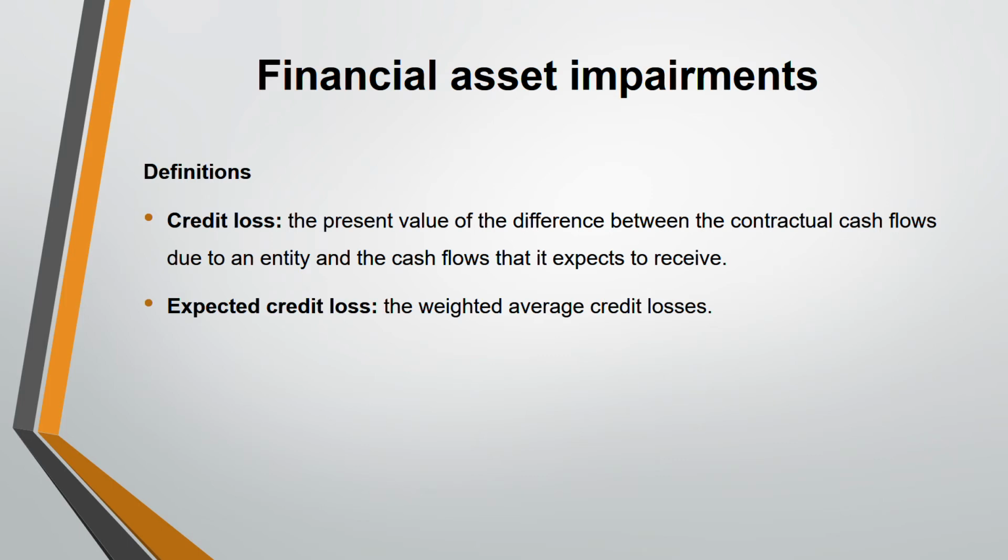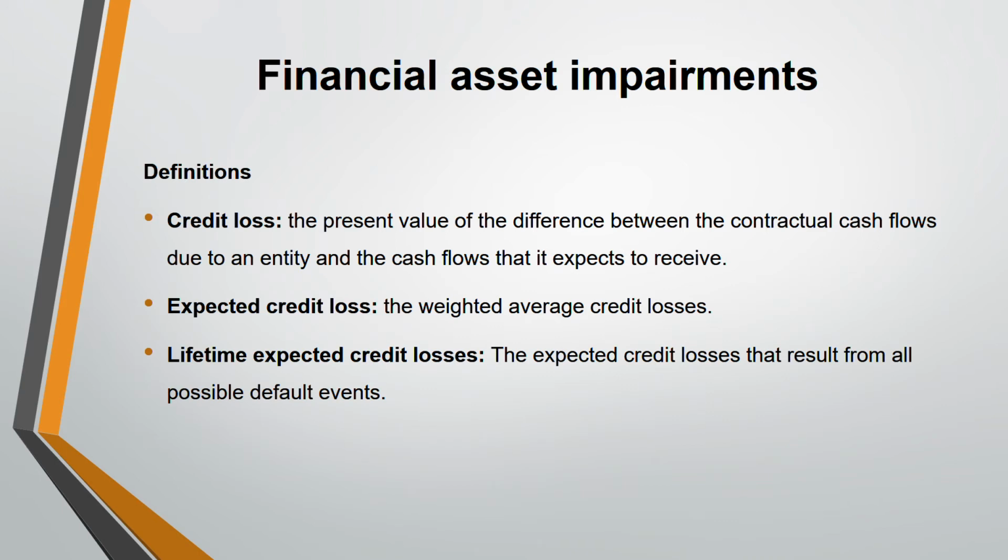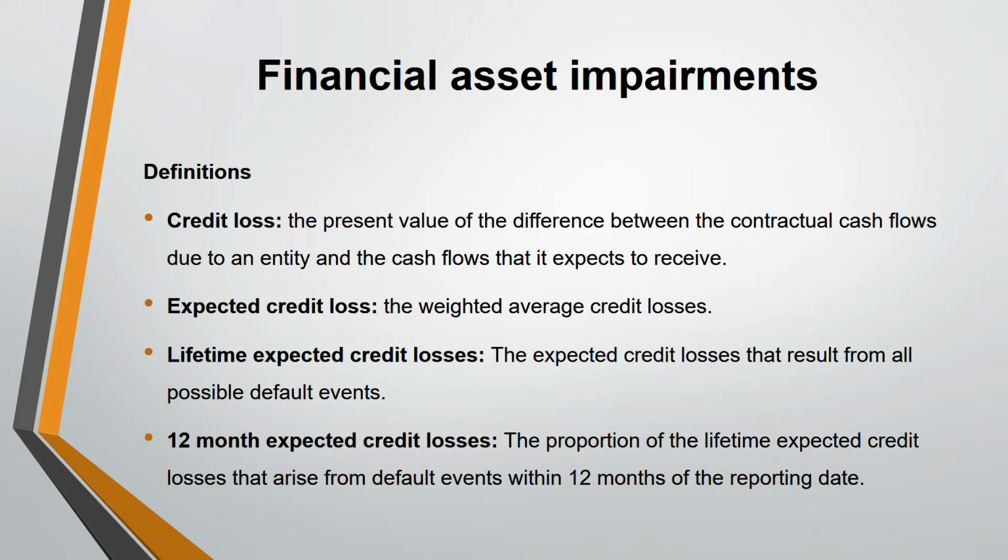Second, expected credit loss is the weighted average of credit losses. Definitely, you don't have to know these definitions by heart. It's not needed. This is for your understanding purpose. I've included this slide here, the definitions. Lifetime expected credit losses means from all the possible events, you have concluded that there will be losses only, and you will not recover from this loss over the lifetime. And 12-month expected credit losses means only the proportion of that lifetime expected credit losses that arise from default events within 12 months of the reporting date.